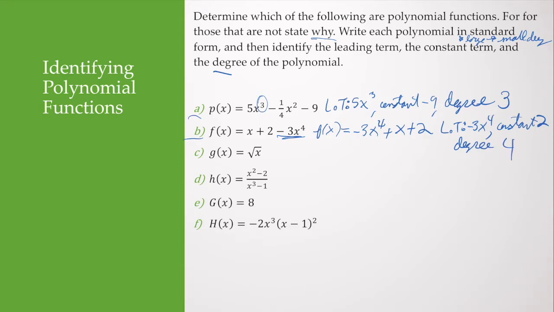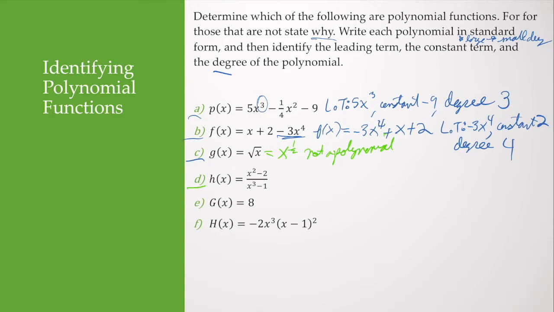Next, let's take a look at C. And we're going to switch colors. g(x) equals the square root of x. Well, remember the square root is x to the 1/2. And part of being a polynomial means I have to have a whole number power. So this is not a polynomial.